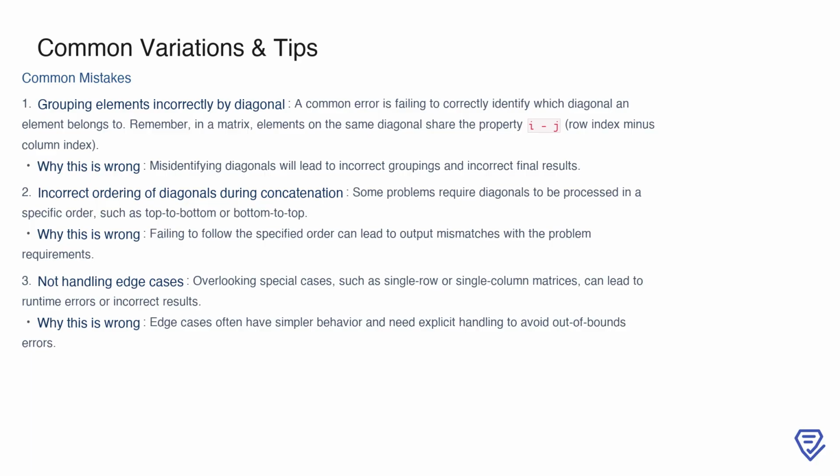Another frequent error is not paying attention to the required ordering of diagonals during concatenation. For example, if a problem specifies that diagonals should be processed from top to bottom or bottom to top, failing to follow this order can lead to output that doesn't match the expected format. Lastly, overlooking edge cases like single-row or single-column matrices can be problematic. These cases often have simpler behavior but require explicit handling to prevent runtime errors or out-of-bounds issues during traversal.